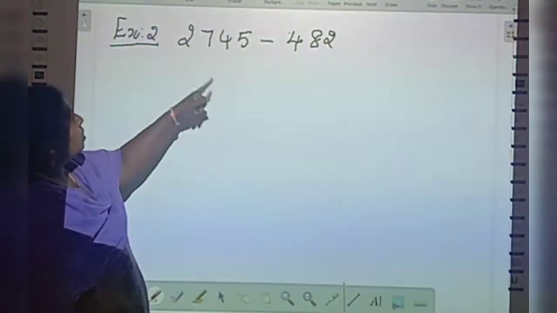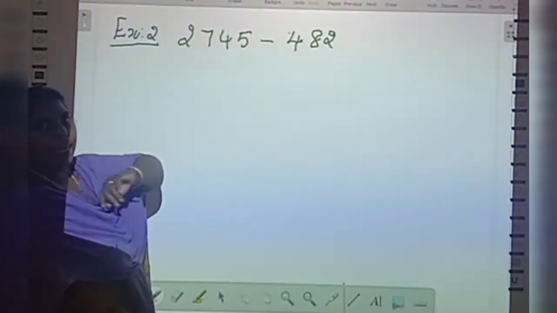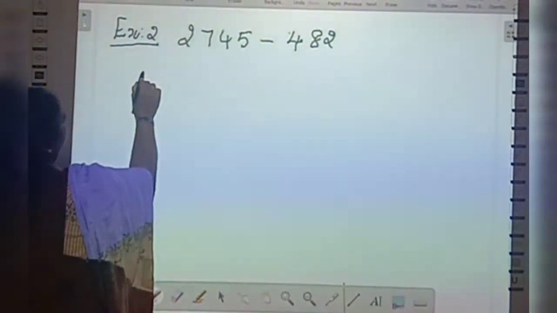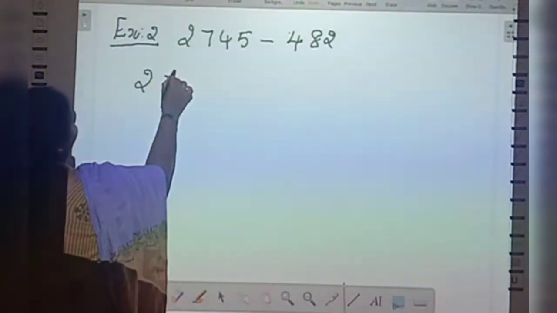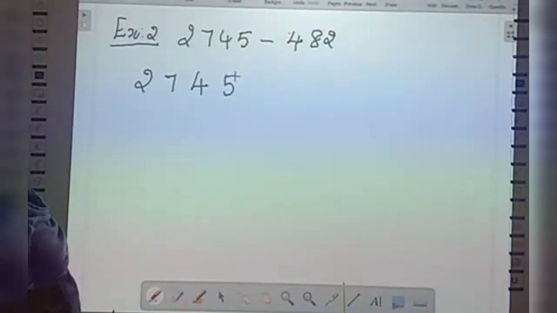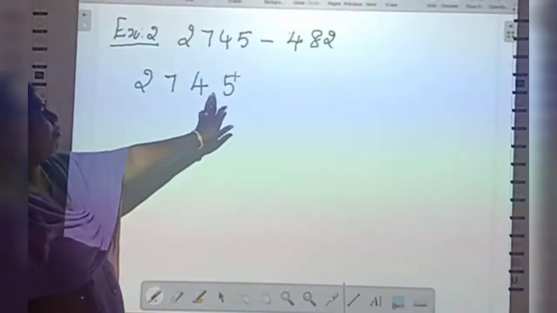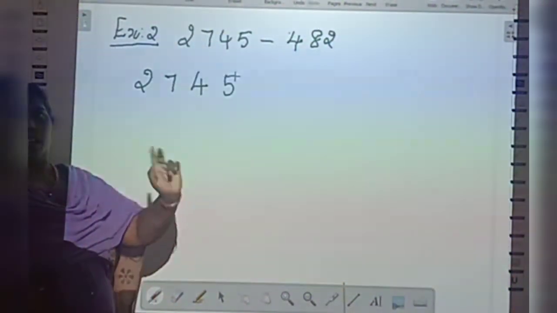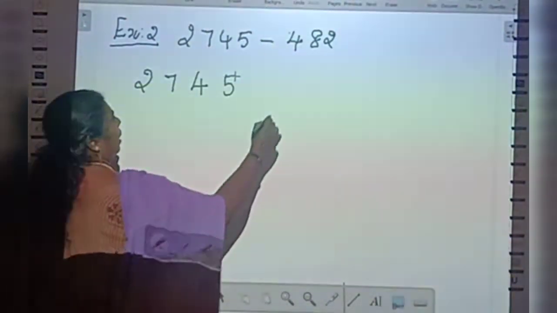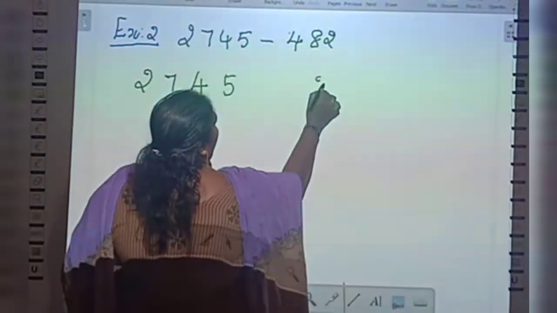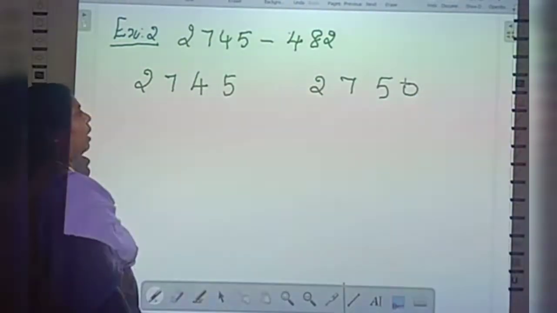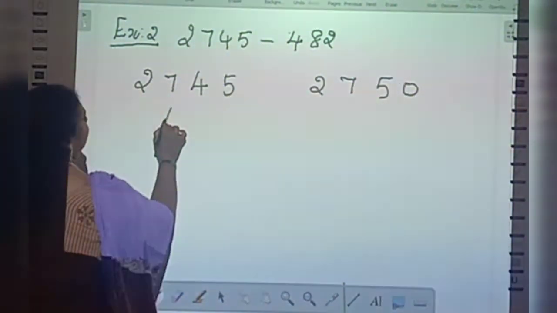Example 2: 2745 minus 482. Subtract these two values to decide the actual difference. The actual value is 2745. The estimated value means nearest to 10. Nearest to 10 means 45. 45 is closer to 50 or 40? It is closer to 50. So 2750. That is the estimated value. Next, 482.